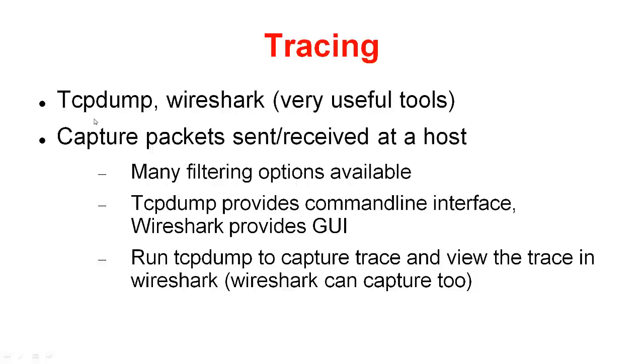So tcpdump and Wireshark are two tools that help you analyze what is happening. Basically, they capture packets that are sent and received at a host. And one very good thing about these tools is that there are many filtering options available. In other words, you can filter packets based on IP addresses, port numbers, and so on and so forth. The tcpdump provides a command line interface, whereas Wireshark provides a graphical user interface.